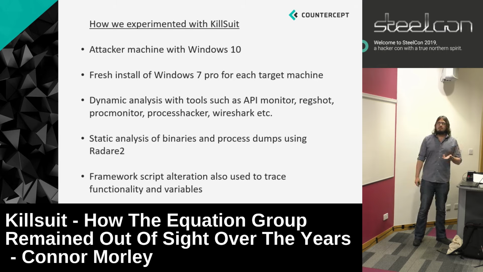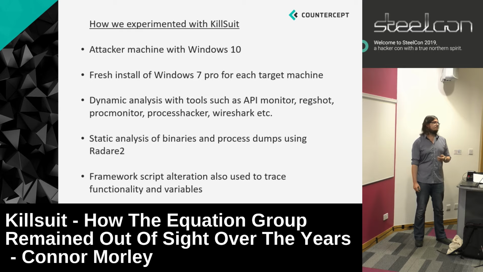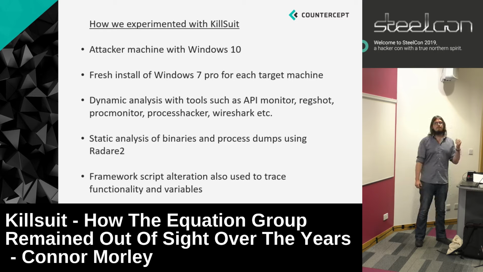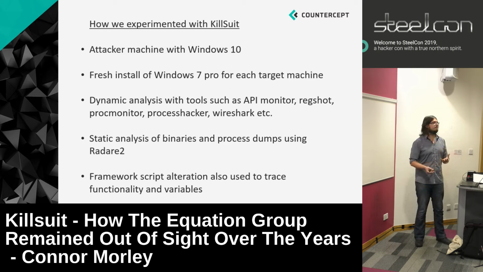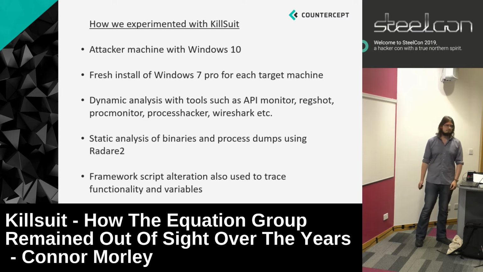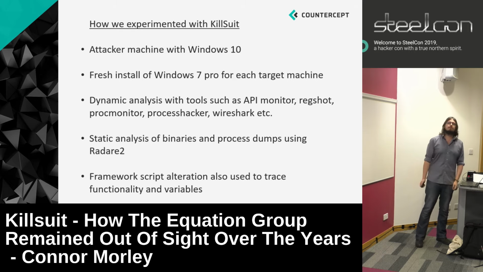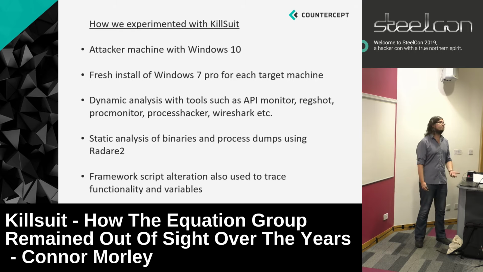We used dynamic analysis, API monitoring, Regshot, the standards. For static analysis, we used Radare2 for both the binaries for the framework itself and for the memory dumps of the processes they injected into, so we could see what was going on. We also actively adapted scripts inside the framework to get specific output for different variables to see exactly what was going on. We're going to focus on KillSuit, so we're not going to focus on how you compromise hosts using things like FuzzBunch, because that's been investigated to death. We're going to quickly go over how we did the compromise.